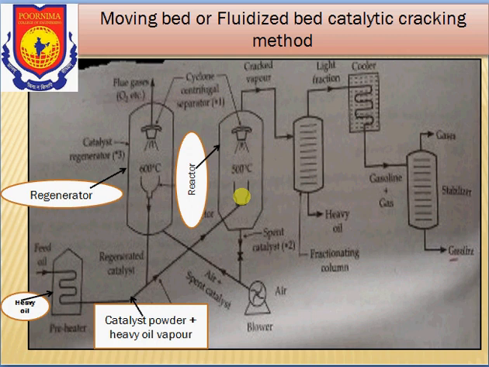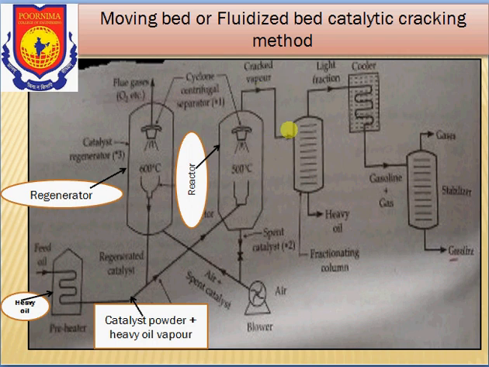That catalyst, due to the deposition of carbon, becomes exhausted or spent. So this spent catalyst is sent by the help of this air blower inside another chamber. This chamber is known as the regenerator. In this regenerator, at 600 degrees centigrade in the presence of air, the spent catalyst is burned off and this carbon is expelled in the form of carbon dioxide with the help of the cyclone centrifugal separator, and the regenerated catalyst is again mixed by the help of this hopper with the heavy oil vapor for the cracking process.